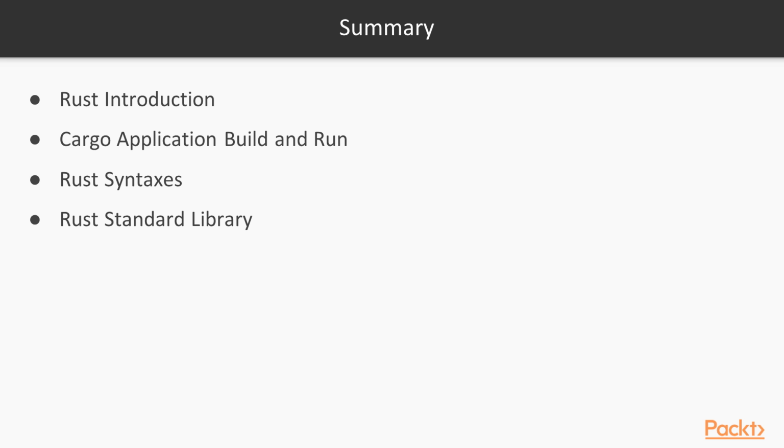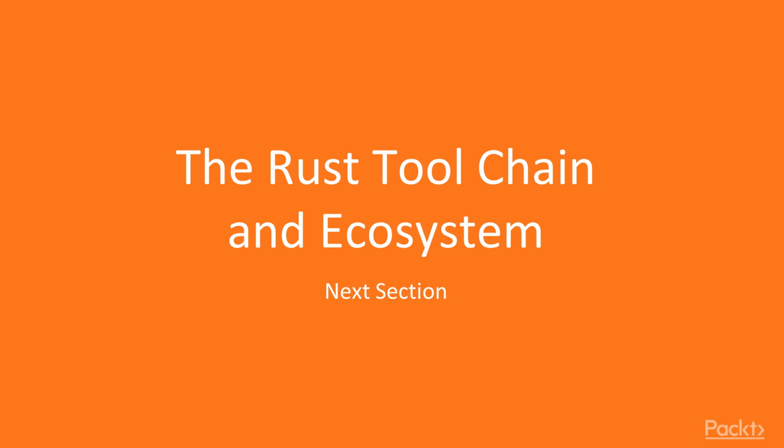After that, we took a deep look at Rust syntaxes, data types, statements, expressions, conditional statements, and loops. So that way, we can write cleaner and more efficient code in Rust. Then we learned how to use the Rust standard library so that we could develop a more functional robot. In the next section, we'll discuss the Rust toolchain and ecosystem.